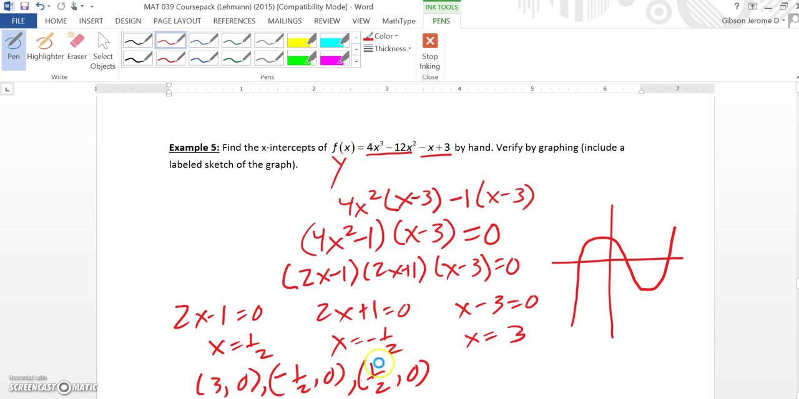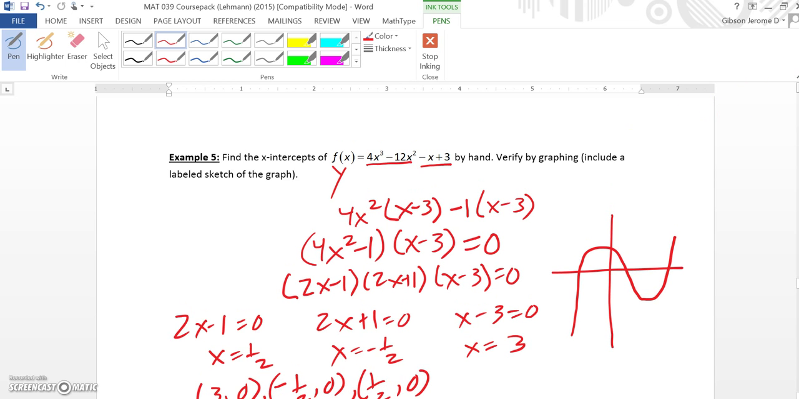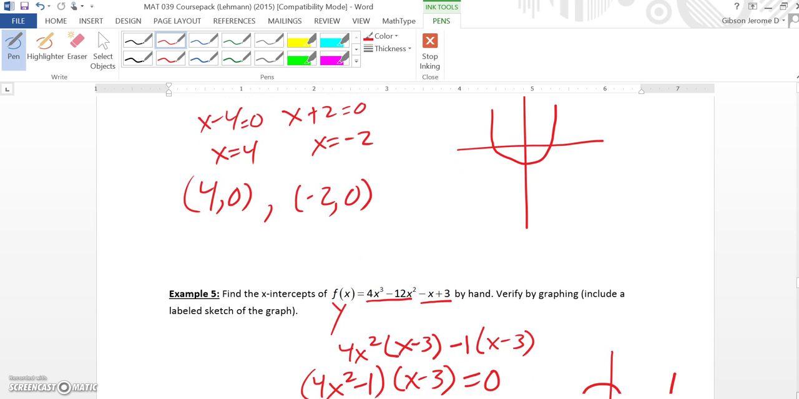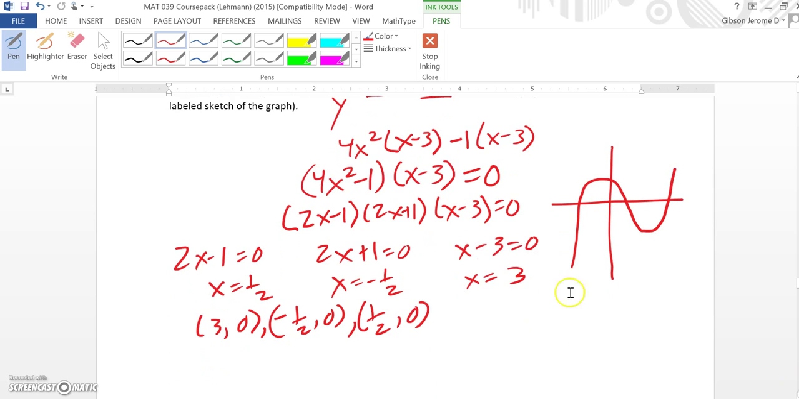And just like I told you with the earlier problem, we could just go back to the earlier problem and write our answer as an ordered pair. So we have 4, 0, comma, negative 2, 0, just to keep everything uniform. And we are done.